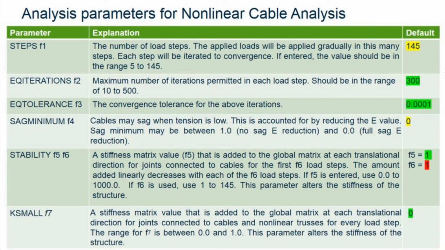The default value for F5, this stability, is 1. For example, if our model is using a unit of kilonewton and meter, then this F5 value of 1 is 1 kilonewton per meter. And F6 is the number of steps in which this 1 kilonewton per meter will reduce to 0. The default for F6 is 1, which is not good. That's why I highlighted it in red.